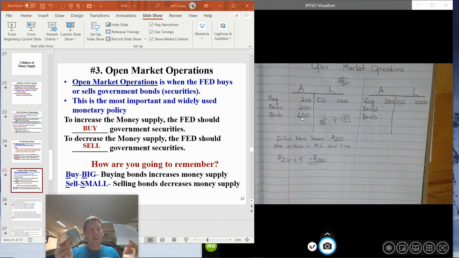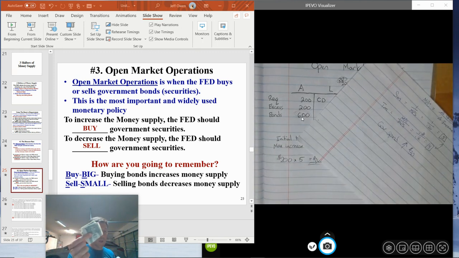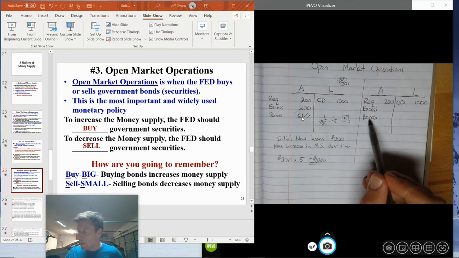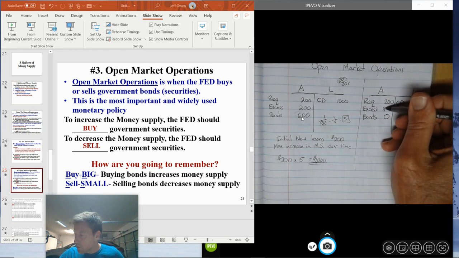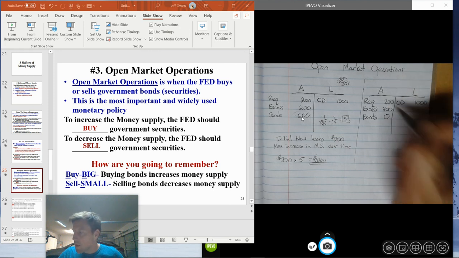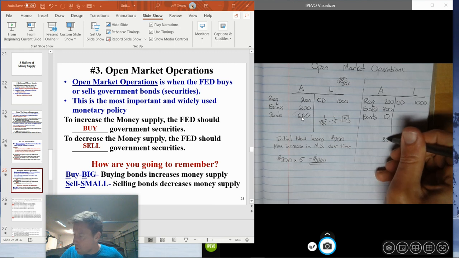So the Fed buys this bond from the bank. So the bank says, here, Fed, and the Fed says, here, bank, I will take this bond and hand you the money. And so they hand it over to the bank. So this guy no longer has any bonds. They sold all $600 over to the Fed. The cash went into the excess reserves. So now this bank can make initial new loans of $800.